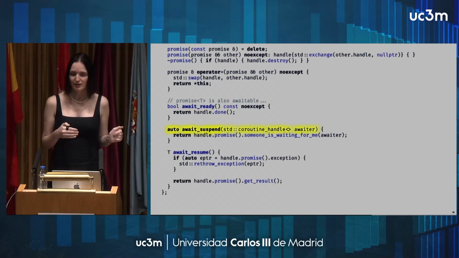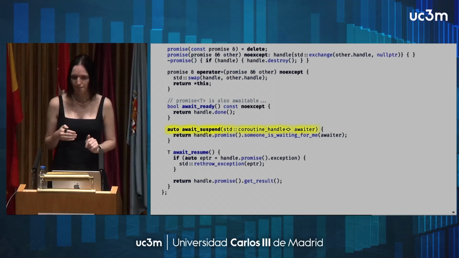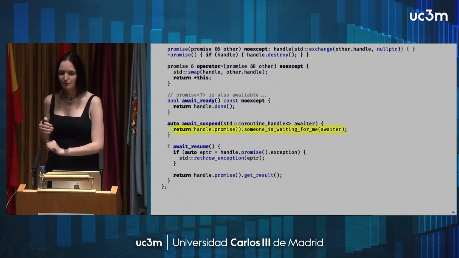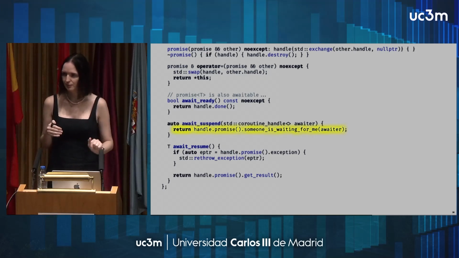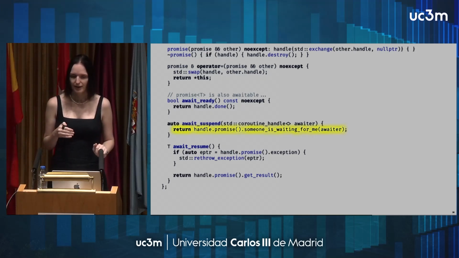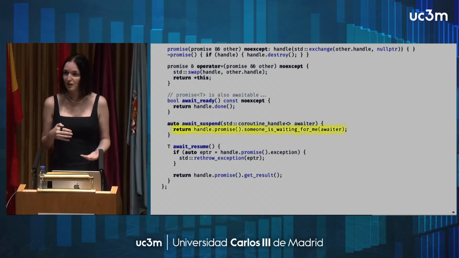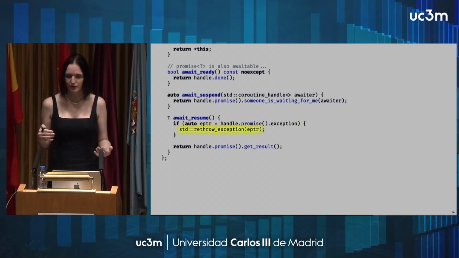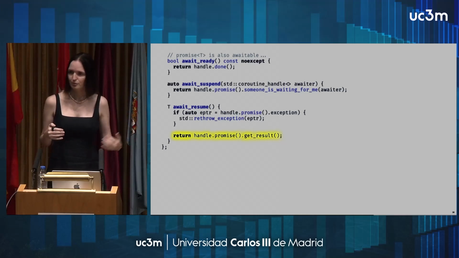If it's not ready, it will call the await suspend, and it will tell the promise inside someone is waiting for me, and who is waiting on me. And the function will return another coroutine to run, because I cannot return whatever I was downloading yet, because I didn't download it. And when I download it, I will check if there was an exception, throw it. Otherwise, I will get the result from it.